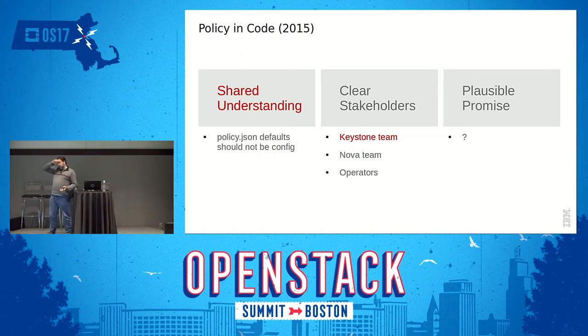So in the Nova team, we got this idea: you know what? We should totally do this in code. All the defaults are in code, so we could run with an empty policy file. The only thing you would change is the stuff you're overriding, which means if we bring in a new interface, by default you're getting a sane level of protection.